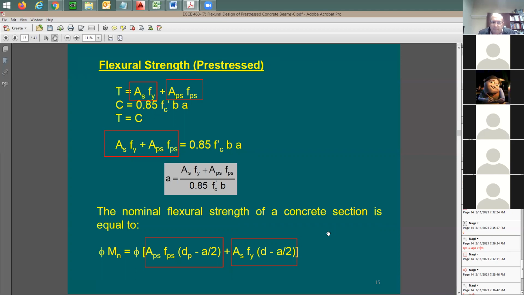I have a question, Professor. Could you please briefly explain what is the difference between APS and AS? Absolutely. Yeah, give me a second. Sure.